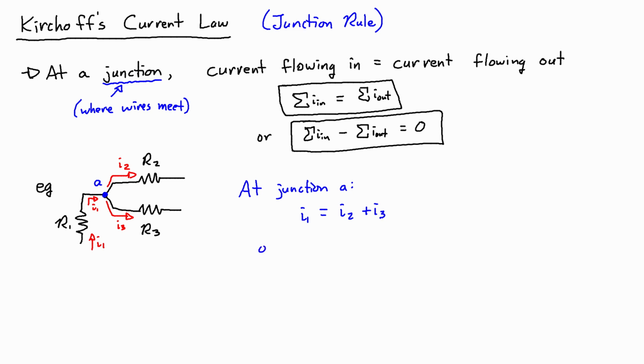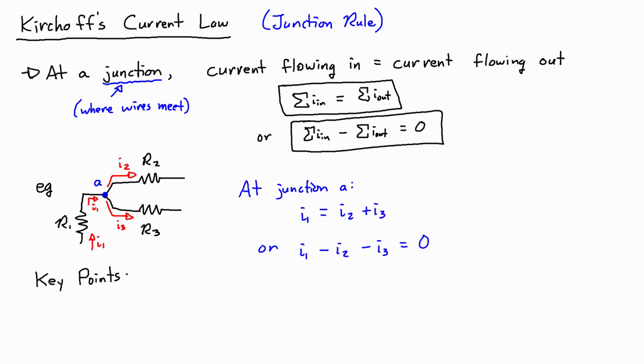Or if I'm using the second form of it, I could say I1 is positive because it's going in, and then I would have minus I2 because I2 is going out of junction A, and then I would also have minus I3, and that all adds up to 0. Either of these, it's basically the same equation. It's just a matter of whether I have grouped all of the current terms on the left-hand side, or if I have all positive current flowing in equal to all positive current flowing out. Either of these is fine.